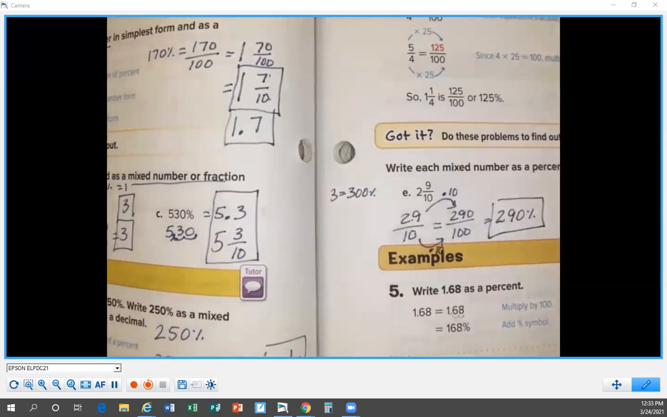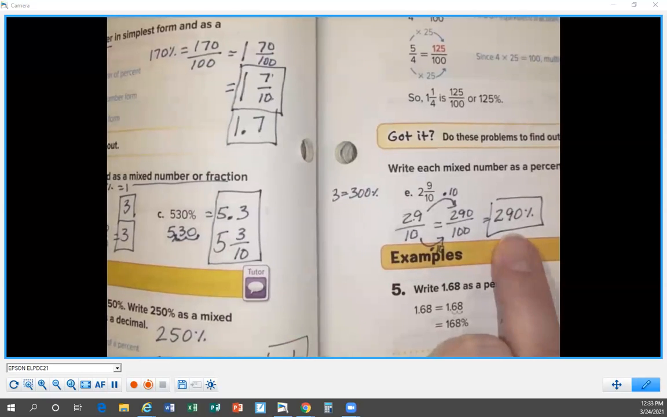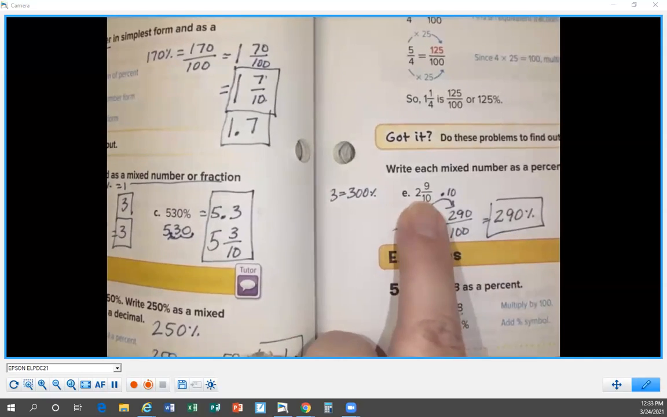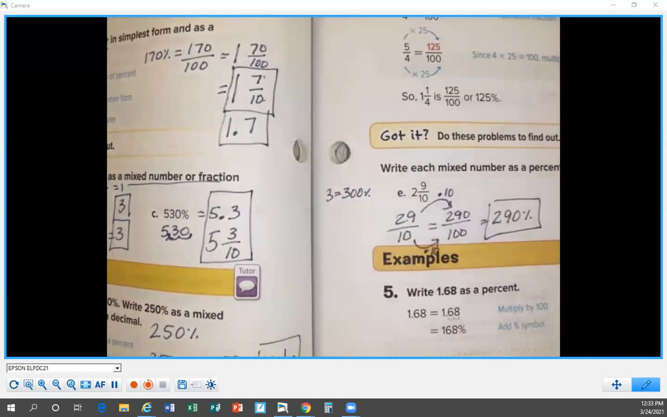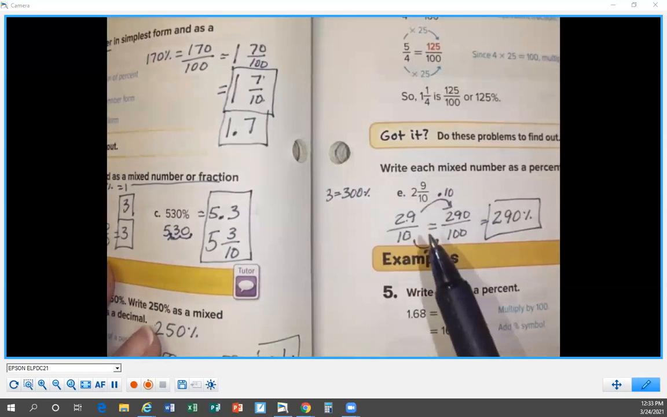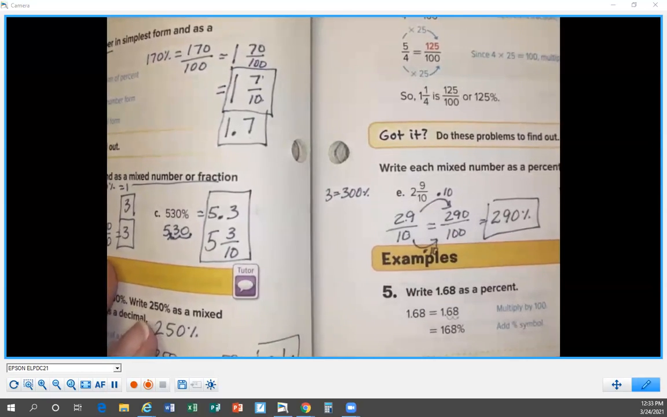Okay? And we look at it. Before we finish, we make sure that is a reasonable answer. Again, 2 and 9 tenths is almost 3. We know 3 is 300%. So yes, 290% makes sense. If I had like 2,090%, that would not be reasonable. Okay? So 1 is equal to 100%. 2 is equal to 200%. 3 is equal to 300%. So obviously that's between 200% and 300%.